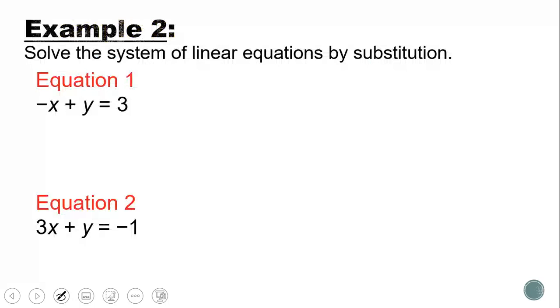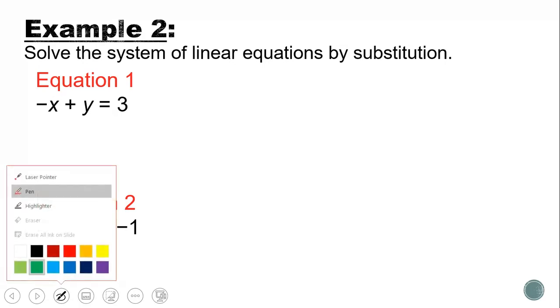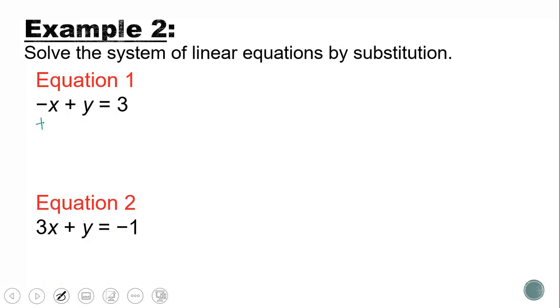Sometimes it doesn't happen. So if we're looking here at example number 2, sometimes you don't have either of your equations solved for. So you have to say to yourself, let me find what's easiest to solve for. In both of these equations, it's pretty easy to solve for y. I'm going to solve for y in equation number 1. So I'm going to add this x to both sides. That'll cancel. And now I'm left with y equals x plus 3. So now my equation is solved for a variable. I solved it for y.